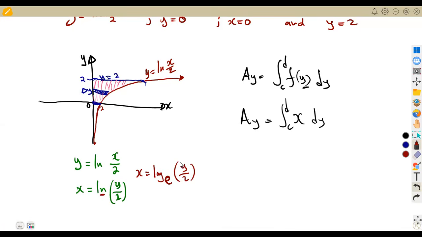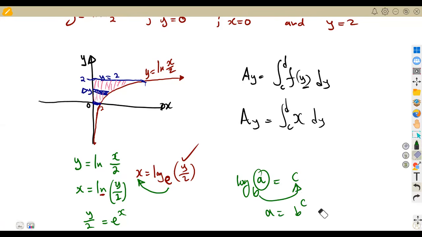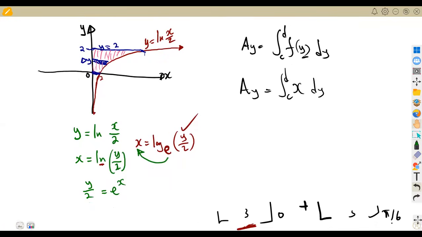So if we are to write it back in exponential form, y over 2 is equal to the base e to the exponent of x. So that's e to the exponent of x. Remember the conversion that we have: the logarithm of a in base b is equal to c means a is equal to b to the exponent of c. It's a conversion that we take for the inverse of a certain function that you are given, especially this part of log and exponential.